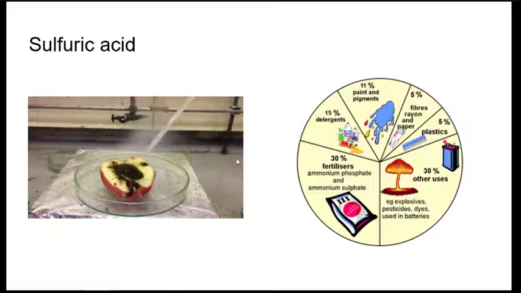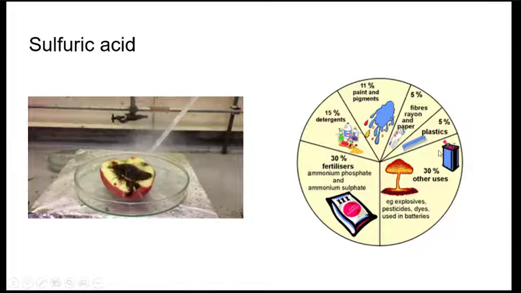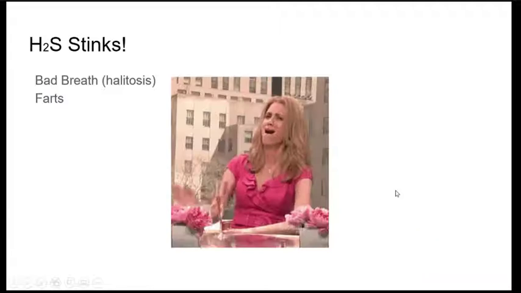Far and above, the most common use for sulfur is to make sulfuric acid, which you can see interacting with this apple here. Pretty darn nasty, but it's used in all sorts of things. It's used in making detergents, it's used in fertilizers, used in batteries. Battery acid is sulfuric acid, and other things.